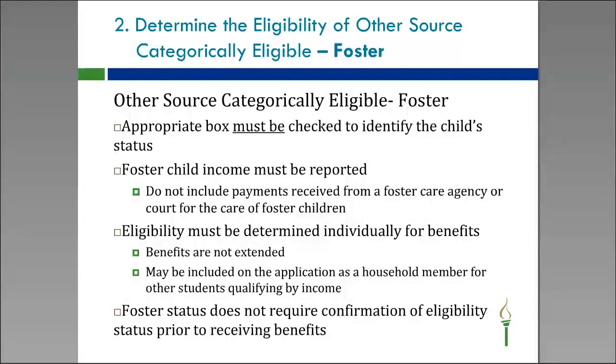For a foster application, the appropriate box must be checked and the application must be complete. If you have a mixed household, the foster student would be free, but the other student's eligibility would be based on income that was reported. In that case, the foster child's income would also need to be included. This would be income from a part-time job or from any funds provided to the child for their personal use.